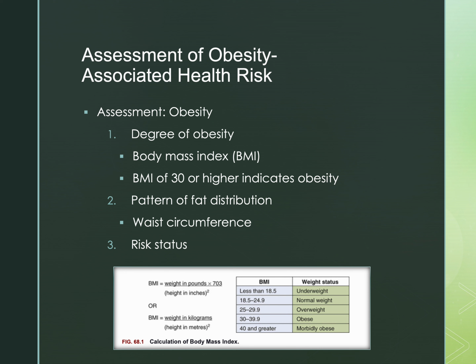Also, as the BMI gets larger, your health risk also gets larger as well. And this is increased if you have excessive weight circumference on top of that. So these risks just compound.